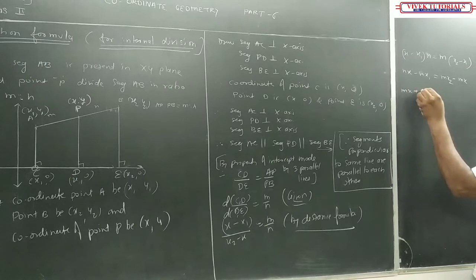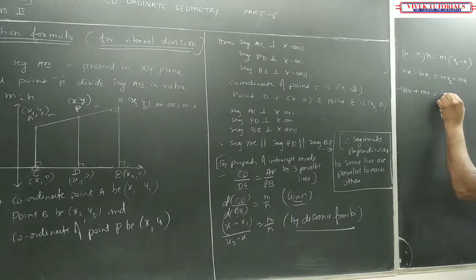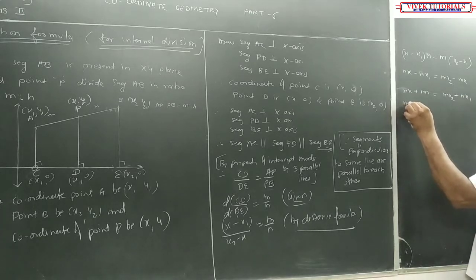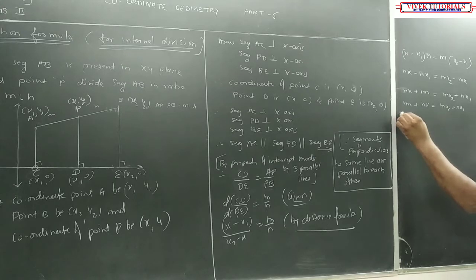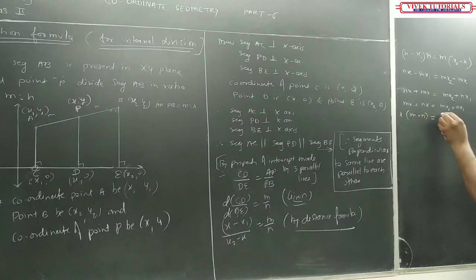mx plus nx plus mx is equal to mx2 plus nx1. That indicates that mx plus nx is equal to mx2 plus nx1, right? If I am taking x common, in bracket I get m plus n, and here will be your mx2 plus nx1.